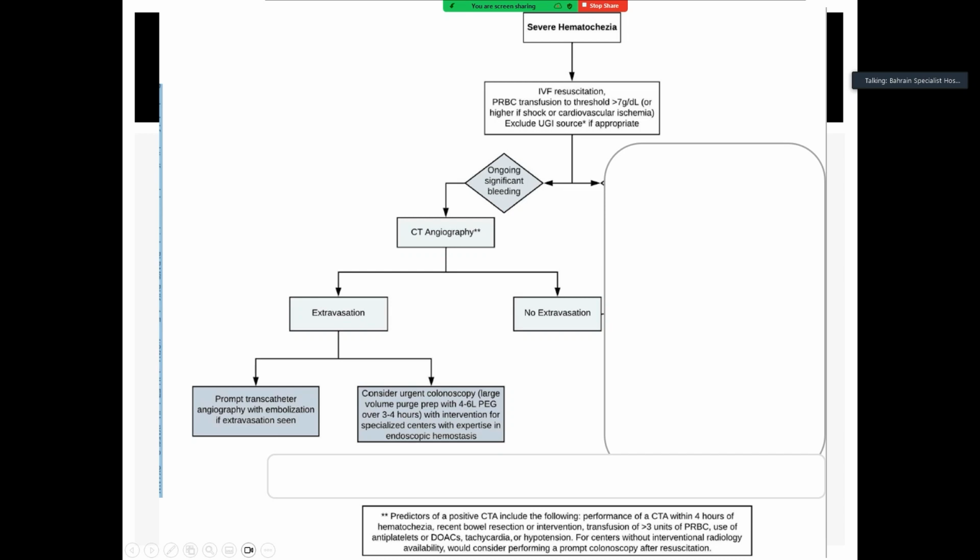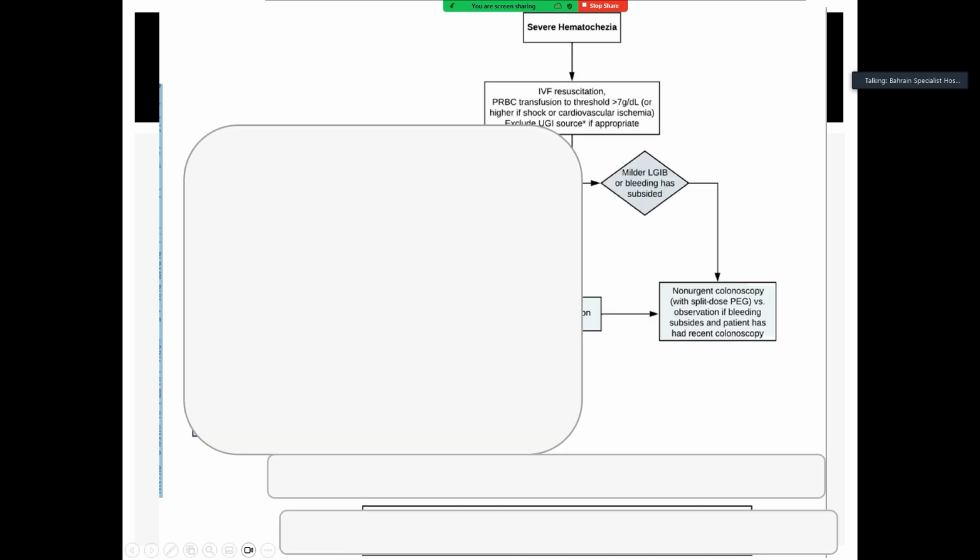If the CT angiography shows any extravasation, we can go for transcatheter angiography, depending on whether the facility is available. Otherwise, we can go for urgent colonoscopy. Urgent colonoscopy means rapid preparation in the form of high volume polyethylene glycol, given over 3 to 4 hours, and it can be performed as first line if CT angiography is not available.